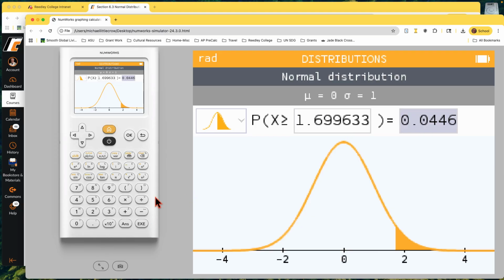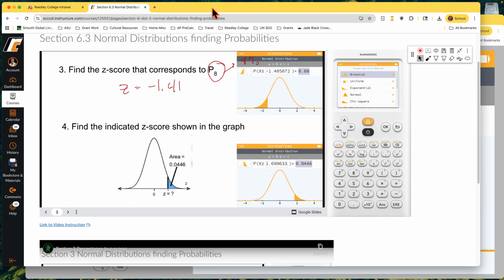I hit execute or OK, either one will do. And then I check. My graph looks like that picture, right? And so 1.699, maybe just rounding it to 1.70. And again, what is that? That is the z-score. So that's down here on the x-axis, 1.70.